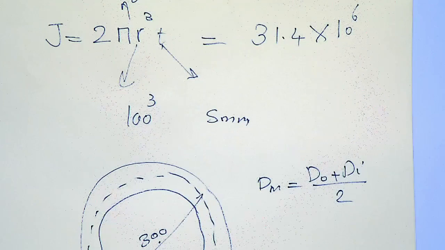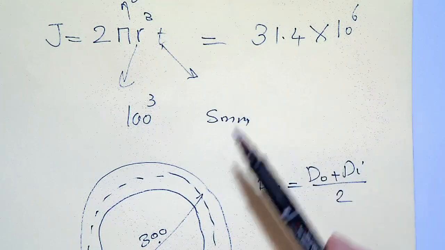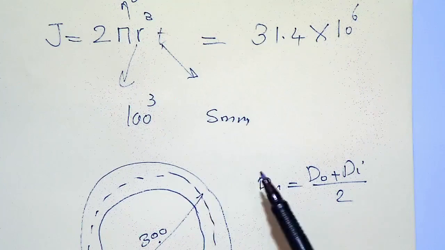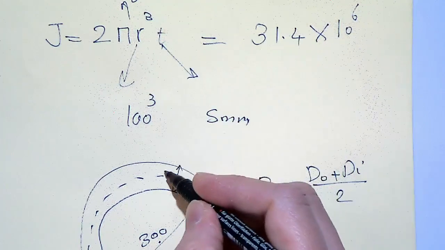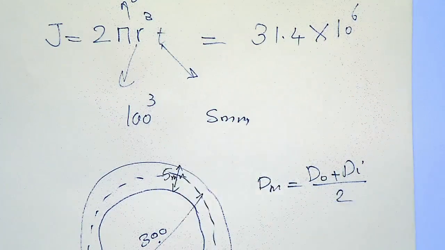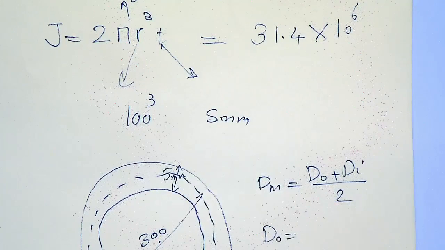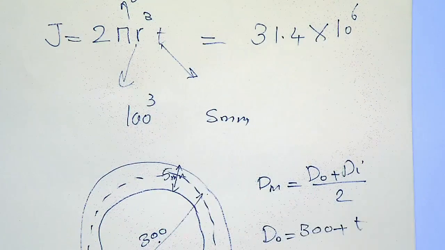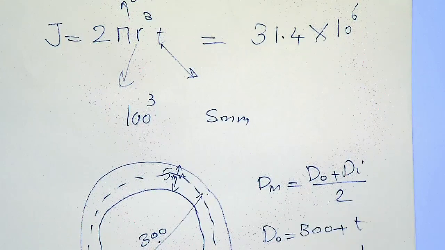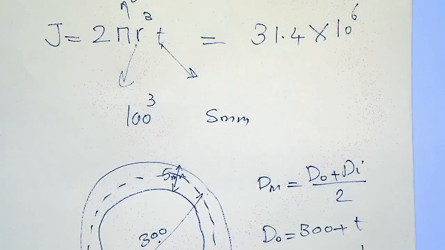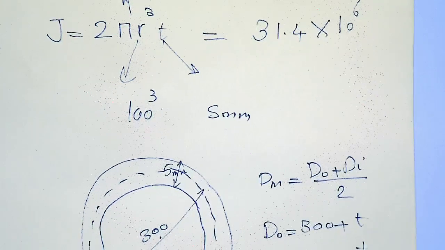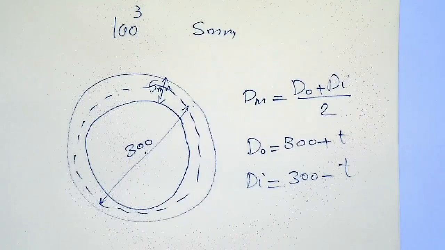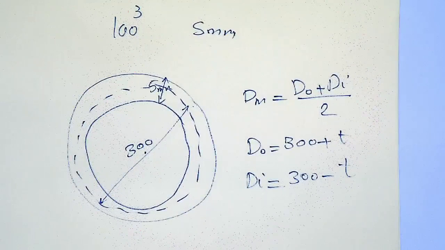Sorry? So the mean diameter is 300, means this one is 300. So the thickness is 5 millimeters, so this is the thickness. So it means the outer diameter is equal to 300 plus t. The inner diameter is equal to 300 minus t. Oh, okay, sorry. Okay, happy? Okay. Is it okay now?